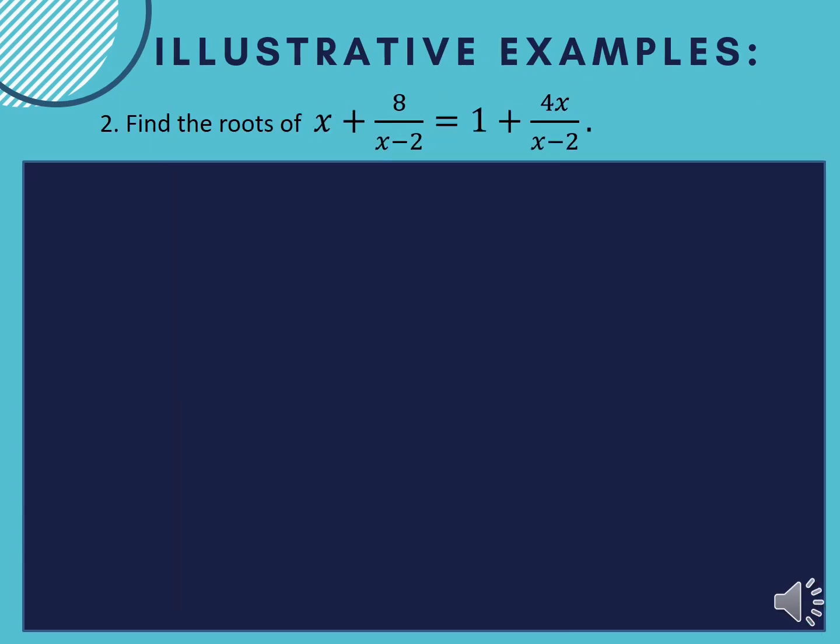Let us proceed with another example. Find the roots of (x + 8)/(x - 2) = (1 + 4x)/(x - 2). So how will we simplify this, and how are we going to find the roots? Again, let us change it into a quadratic equation. So how? Let's eliminate the denominators. Okay, so this is how.